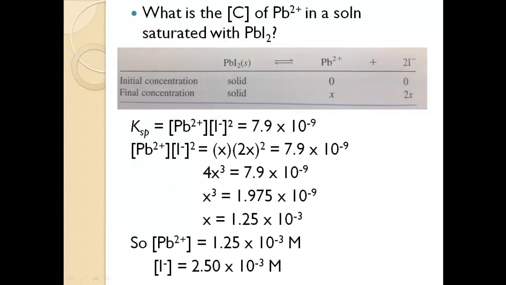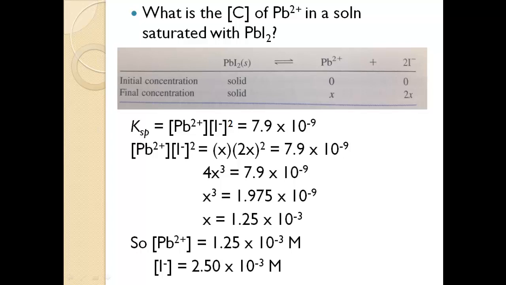What if I asked you what the concentration of Pb2 plus was in a solution that was saturated with lead 2 iodide? We would use the equation that I just showed you in the last slide. So lead 2 iodide as a solid is in equilibrium with both of its ions. The initial concentration of those two ions is 0 because you have just that solid. Now, what happens at the final concentration? The solid stays a solid, and what has dissociated? What dissociated was X, the Pb2 plus, and then of course the other, which is your iodide, but you have a coefficient there, right?